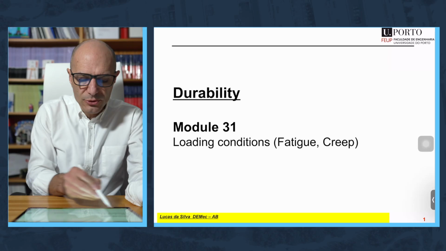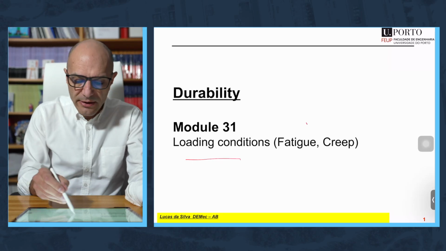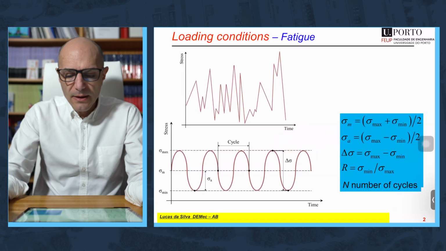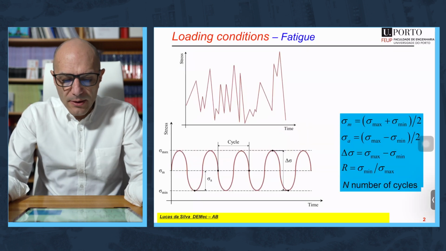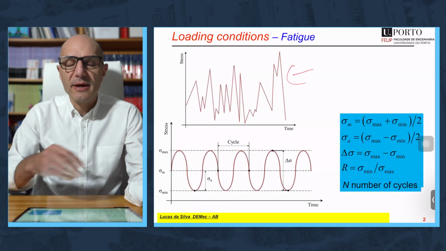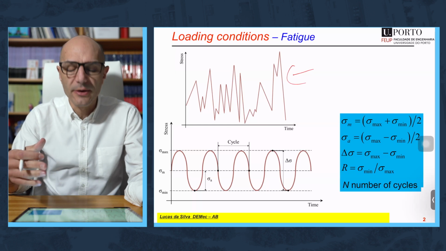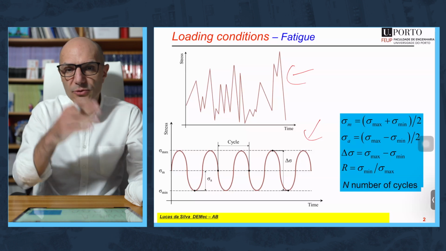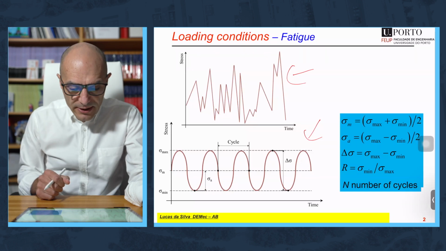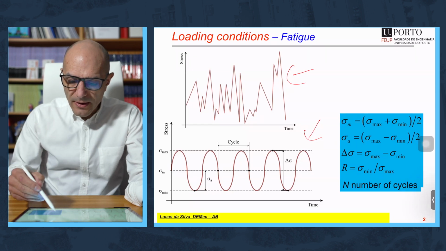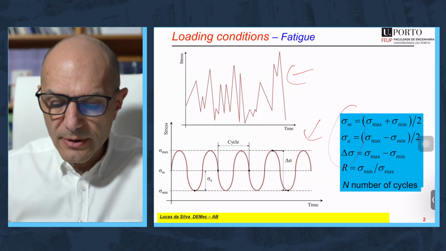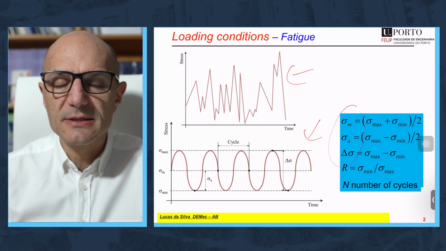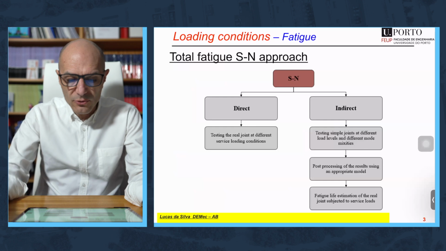So this is the second part of the durability section, where we are going to talk about the loading conditions, in particular fatigue and creep. Starting with fatigue, in reality the spectrum might be highly irregular, but in the laboratory ambient we tend to use regular cycles where the average, amplitude, etc. of the stress applied is very well controlled.